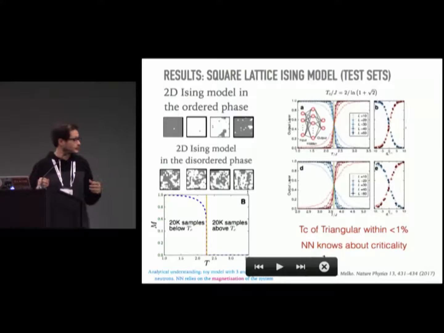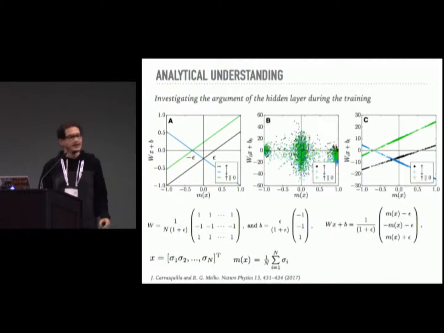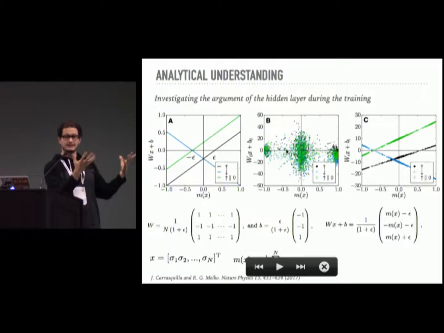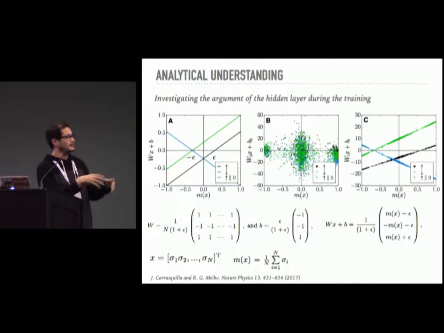We wrote down an analytical model, and we understood what the neural network learns. It learns the order parameter, okay? It relies on the magnetization of the system to perform this classification. Then we investigated the arguments of the hidden layer, W times X plus B, and we plotted that as a function of the magnetization of the configuration. In figure A, that's my analytical understanding, the model I trained with my brain, in B is the untrained model, and in C is when you do it numerically. What you see is that the neurons are functions of the magnetization. So it means that the neural network relies on the magnetization to perform this discrimination problem. Same as Onsager did, or even before that.